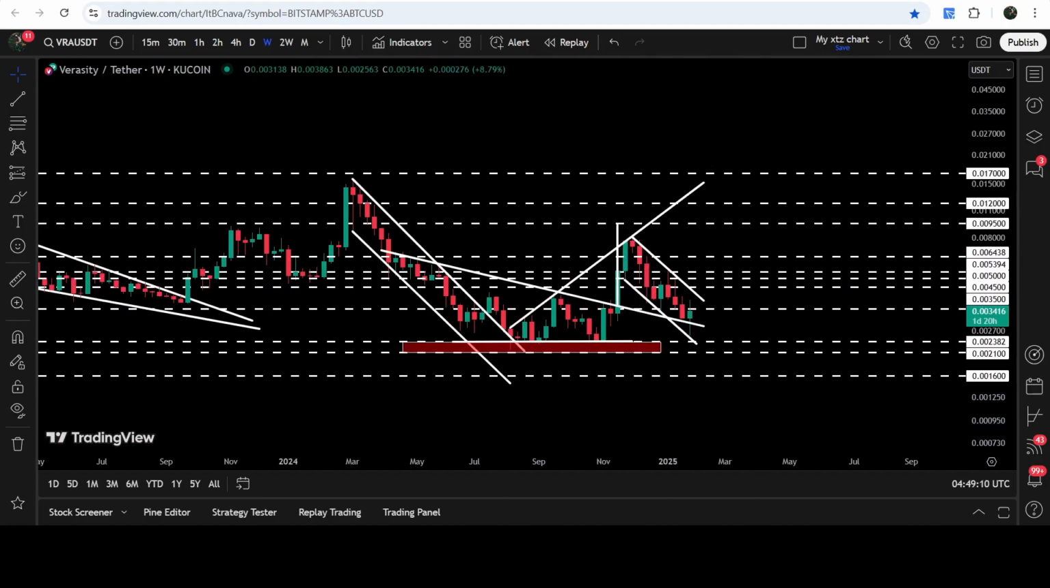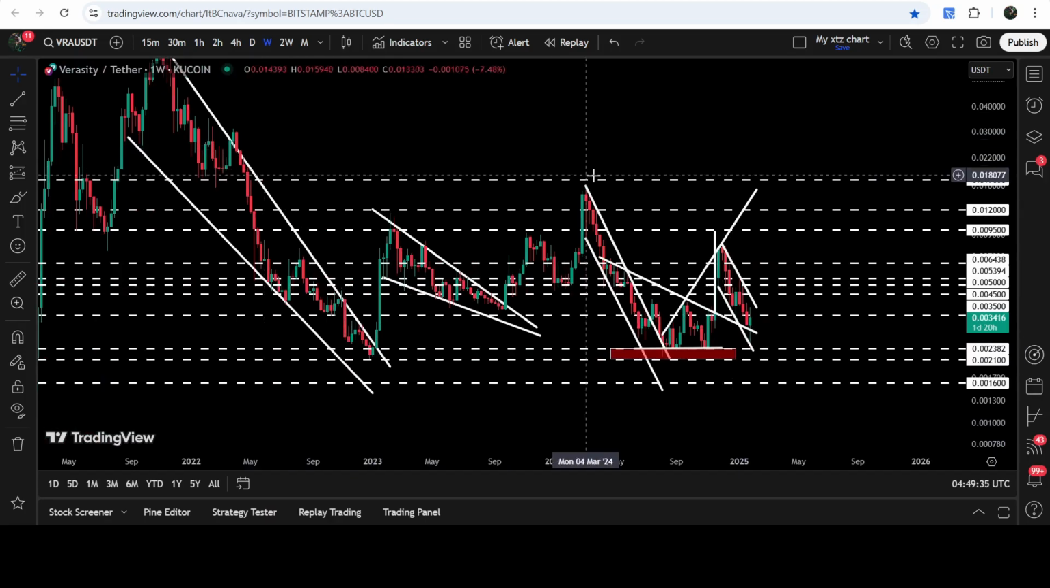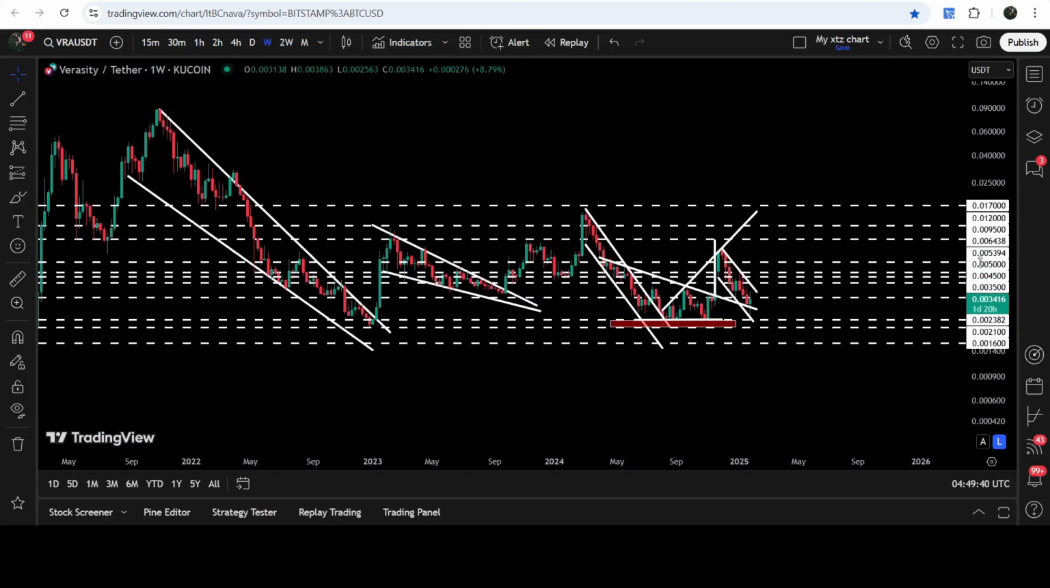Now, if you take a look at the target for the breakout from this down channel, because we have already broken out this down channel as well, that move is also still due. That target can be here at the top of the channel. That will be approximately at 1.5 cents and slightly higher than this target, we have another very strong and long-term resistance of 1.7 cents as well. By the way, this 1.7 cents has been previously working as a very strong support, and now after the breakdown, it can be working as a strong resistance for the price line of Verasity.